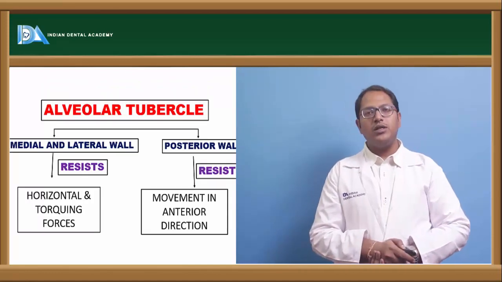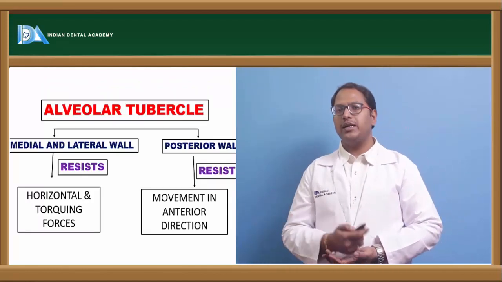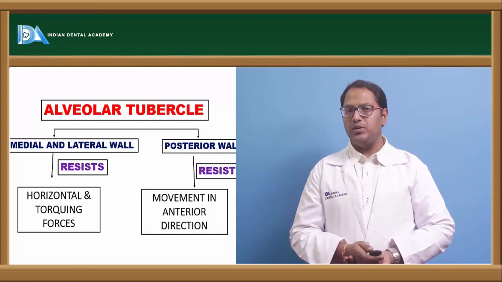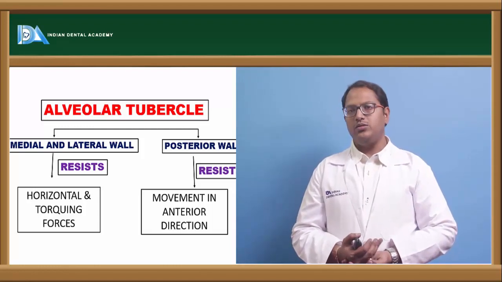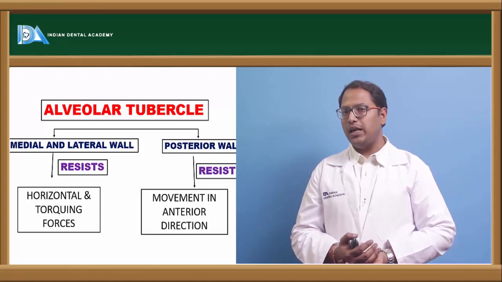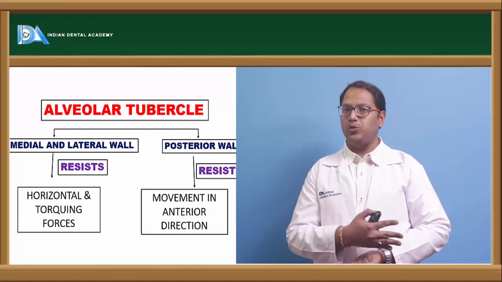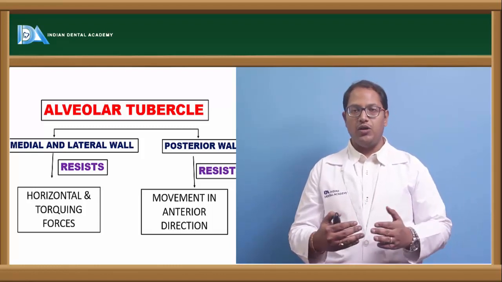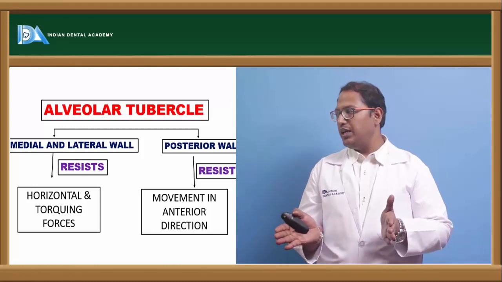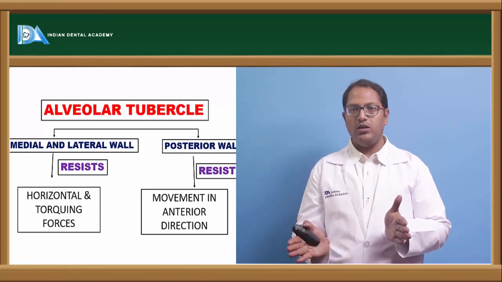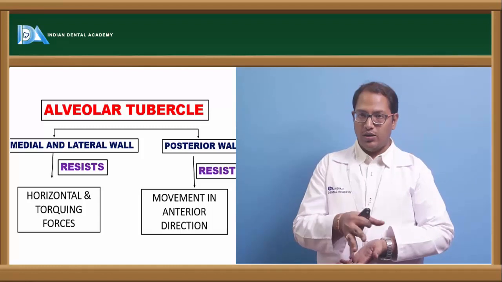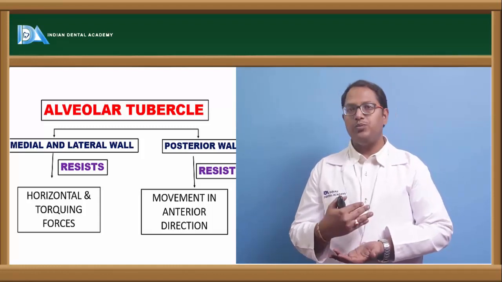So what is this alveolar tubercle which is present behind the maxillary tuberosity? It's a bony prominence. There are different walls. The medial and lateral walls have a function to resist, and the posterior wall has another function. What will the medial and lateral walls do? They resist the horizontal movement, the torquing forces, the horizontal tipping forces. What will the posterior wall do?